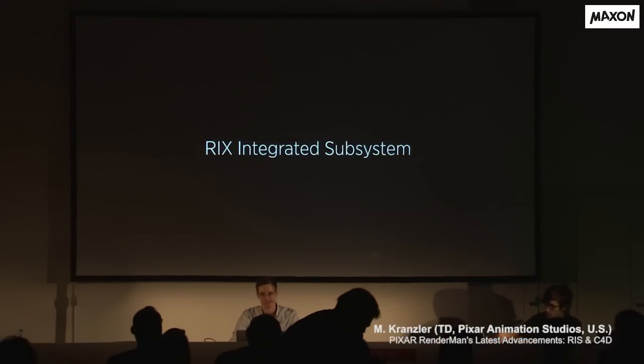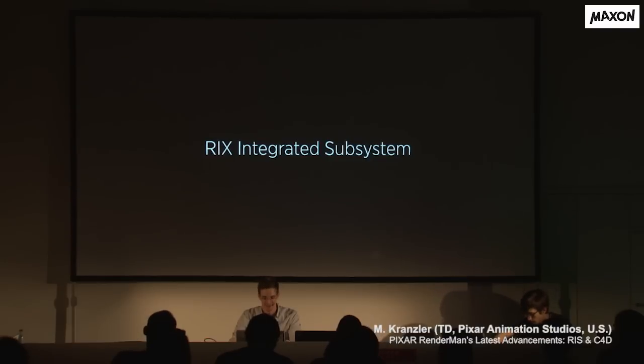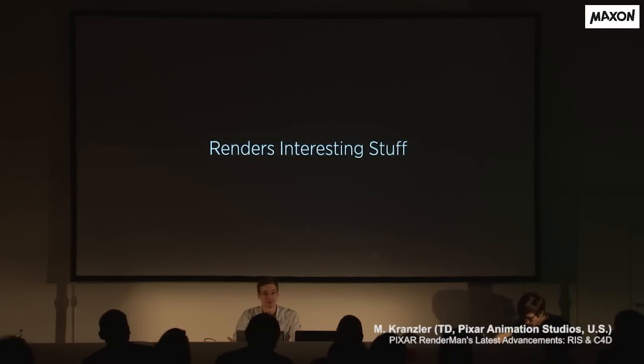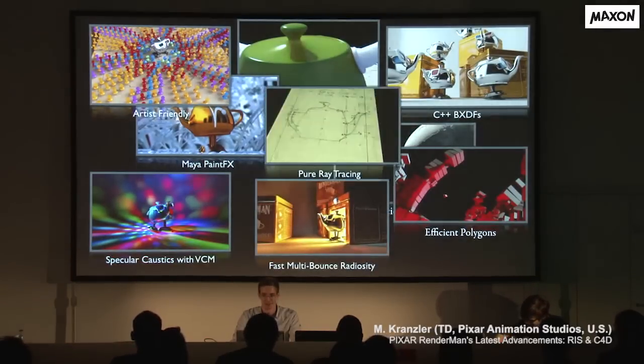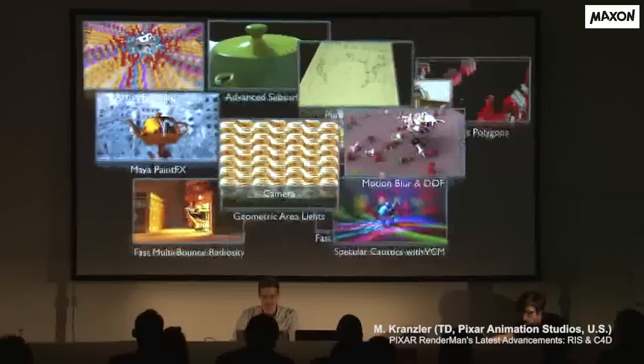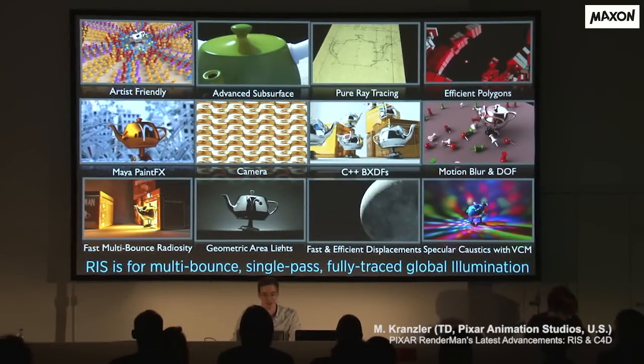RIS actually stands for RISC Integrated Subsystem. It's very catchy, right? But it also could mean something like renders interesting stuff. So everything you want to render can be covered. And it's for stuff like multi-bounce, single pass, fully traced global illumination. People that might have used RenderMan here may remember that usually global illumination was done by pre-baking a point cloud and then taking that into account when rendering the global illumination and color bleeding effects. So now everything is happening in just one single pass with ray tracing in RIS.